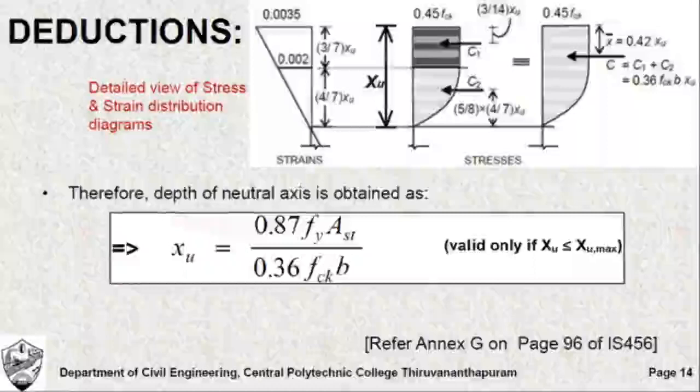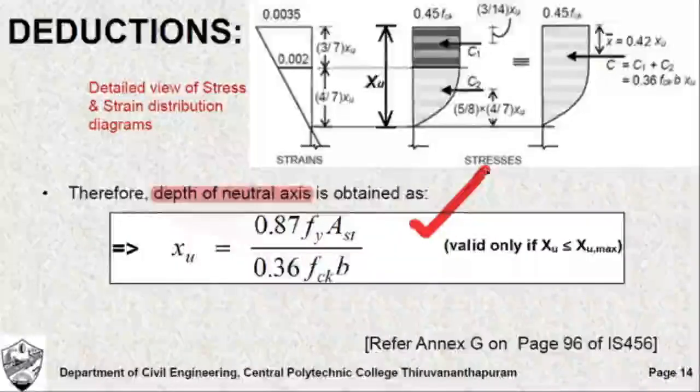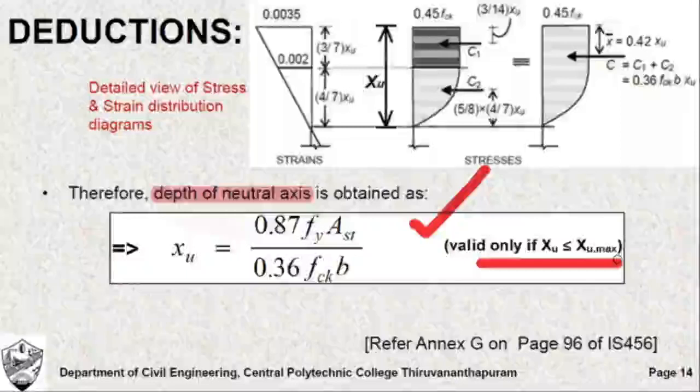By equating this, you can determine the value of the depth of neutral axis given by XU is equal to 0.87 FY AST divided by 0.36 FCK B. So this equation is very important. This equation is valid only if the value of XU is less than or equal to XU max. So this is applicable only in the case of balanced section as well as under reinforced section.